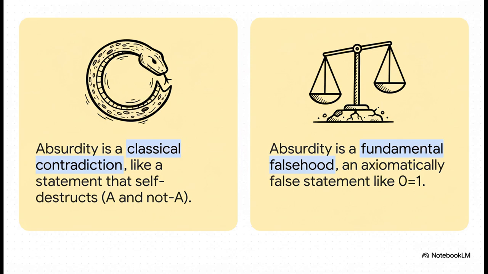But then, on the other side, you have positive negation. And this is different. Here, absurdity isn't about self-contradiction. It's about hitting a fundamental falsehood, something that is just plain wrong based on the ground rules of the system. The classic example is saying 0 equals 1. It's not that it contradicts itself, it's that it breaks a core rule. So you've got self-destruction versus breaking a fundamental law.